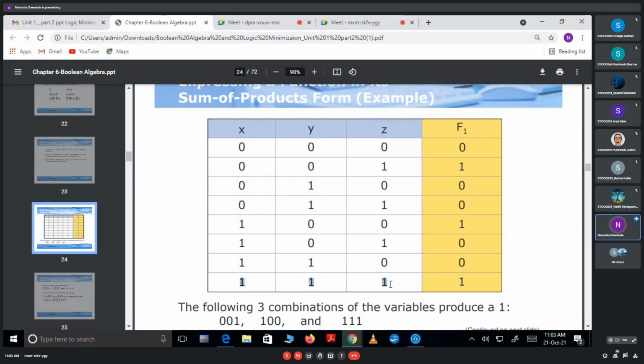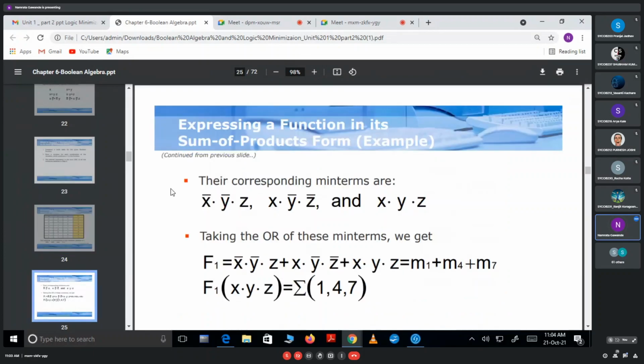And the last one, that is 1, 1, 1. What does 1, 1, 1 represent? x dot y dot z, because here it is 1. Now what you can see, their corresponding min terms are x bar y bar z, x y bar z bar, and x y z, because 3 terms produce the output 1. So that's what we have calculated, the corresponding min terms of those 3 combinations. Now what you have to do next is take the OR of these min terms.